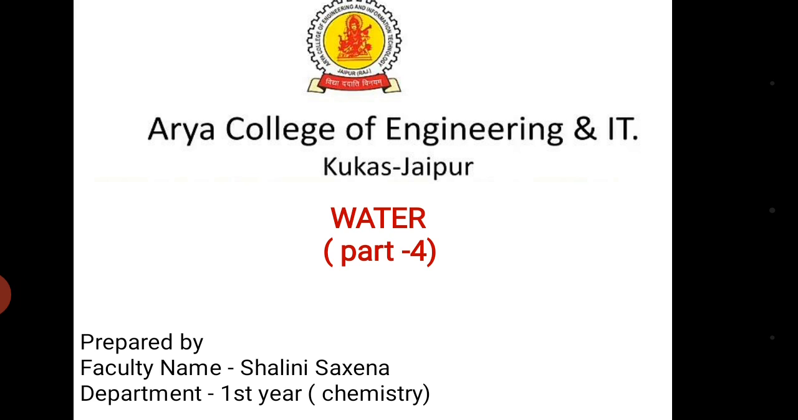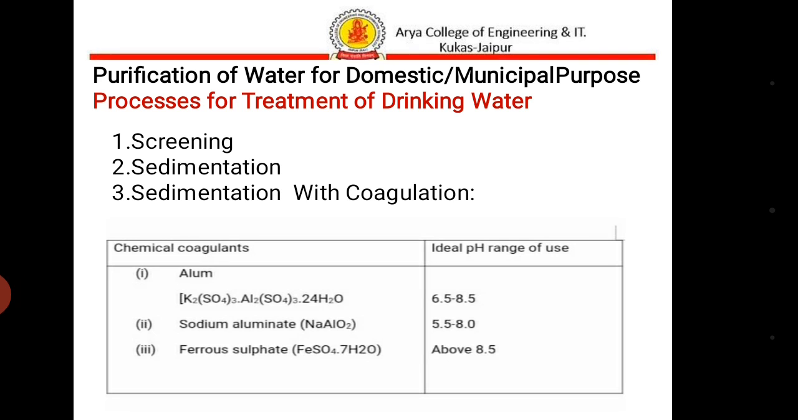In the last lecture we have learned about sources of water, common impurities of water, types of hardness, units of hardness, determination of hardness by EDTA method and municipal water supply. Now we will discuss purification of water for domestic and municipal purpose. So, the process for treatment of drinking water: screening, sedimentation, coagulation, filtration and disinfection are the usual steps involved in the treatment of drinking water.